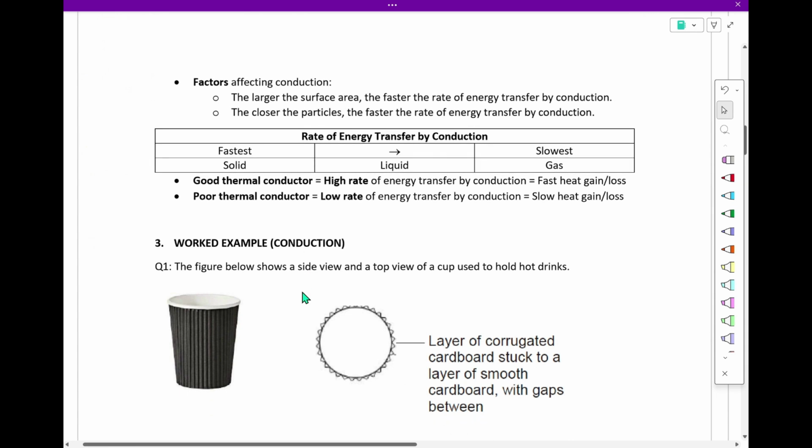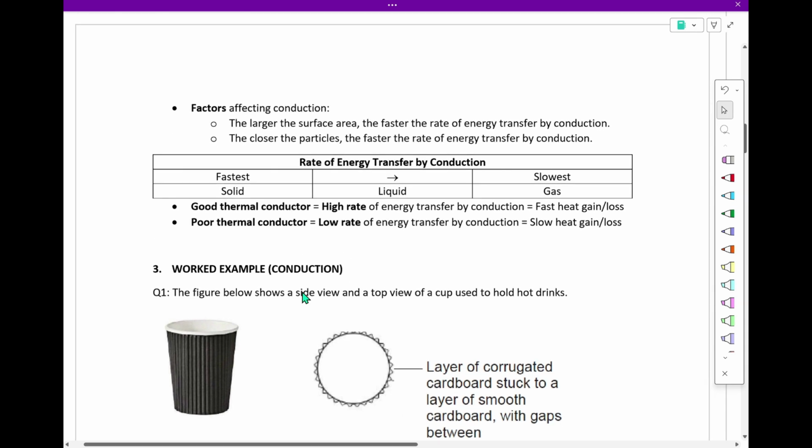So apart from just the what and the why, what else affects conduction? When we talk about affecting conduction itself, we're talking about the speed, the rate of heat transfer. So normally when we say you're a good conductor of heat, what does that mean? I gain heat fast, I also lose heat fast. So it really depends on the context of the question itself.